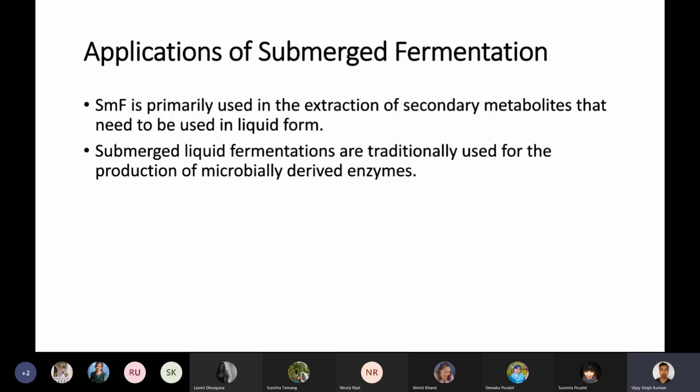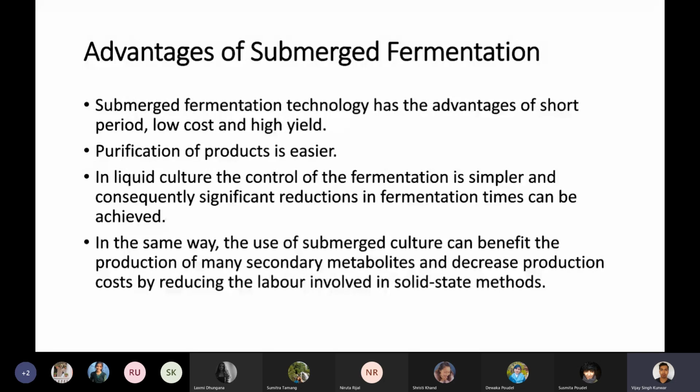So what are some of the advantages of submerged fermentation? The advantages are short period, low cost, and high yield. Purification of the product is easier, and in liquid culture, the control of the fermentation is simpler, and consequently, significant reduction in fermentation times can be achieved. So these are some of the advantages.